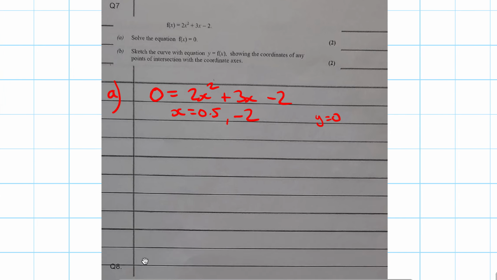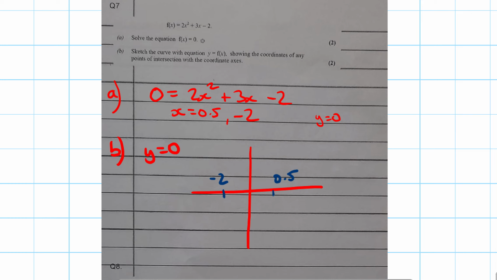The next one is sketch the curve of the equation y equals f of x, showing the coordinates of any point of intersection with the coordinate axes. So if you know that x is 0.5 and minus 2, then we know that that's when y equals 0. So we know that when we sketch our axes, it's going to cross the x-axis at minus 2 and at 0.5.